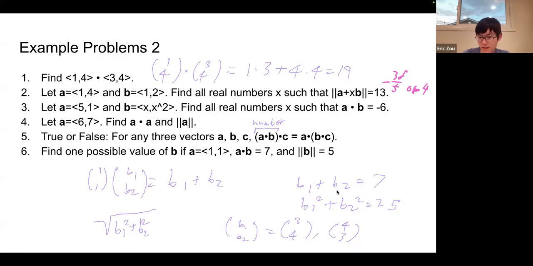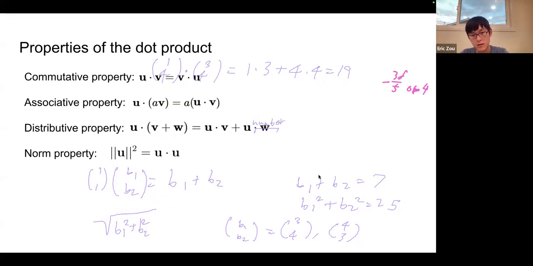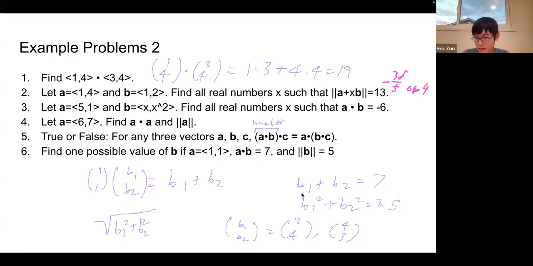Over here you can explicitly calculate it, to make sure for yourself, by doing B2 is 7 minus B1 and doing a quadratic over here. And B1 is 3 or 4.